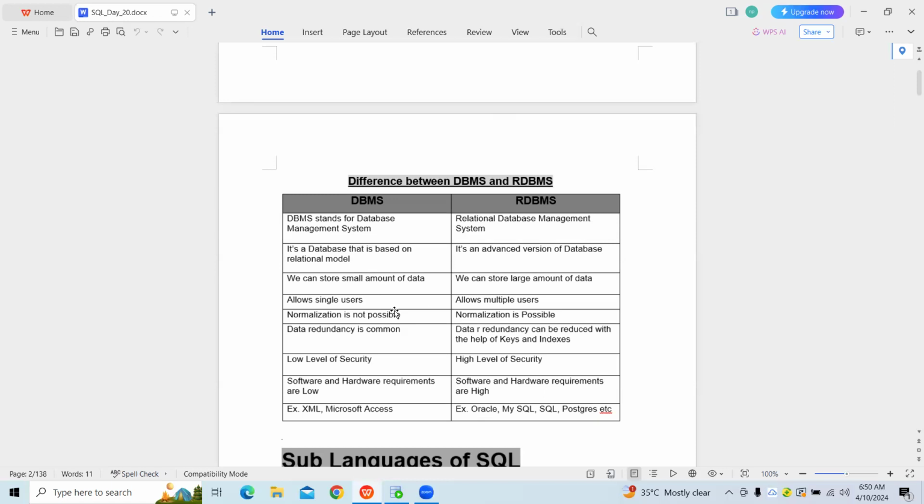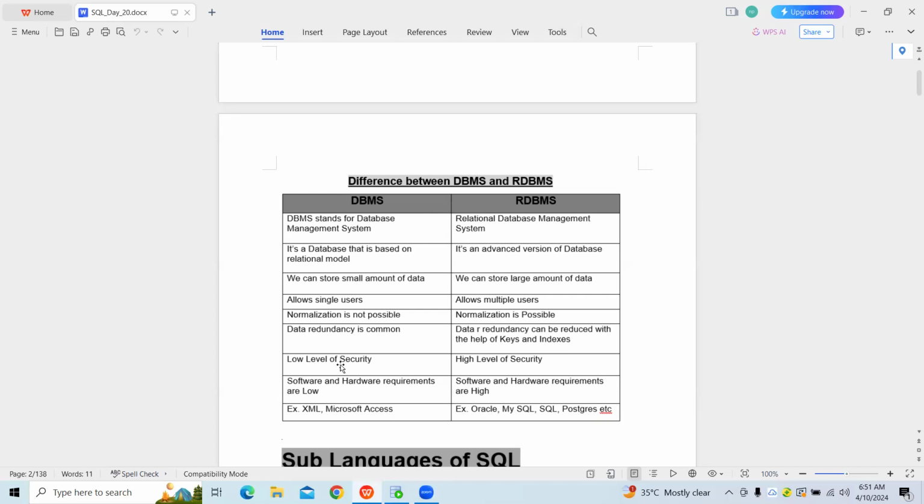In DBMS, normalization is not possible, whereas in RDBMS, normalization is possible. Normalization is a process of arranging data in tables, but you have not seen any data in tables yet, have you? So at this point of time, if I give you information about normalization, you can't understand it. We'll discuss what normalization is in the upcoming classes. At this point, please just remember that in DBMS, normalization is not possible, whereas in RDBMS, normalization is possible.